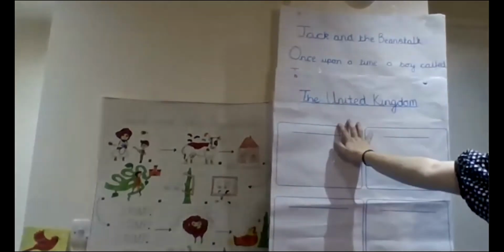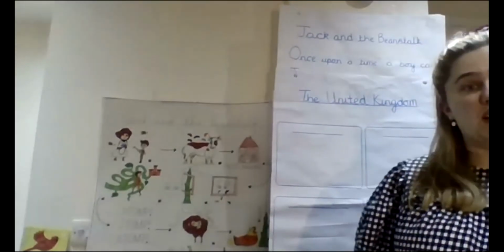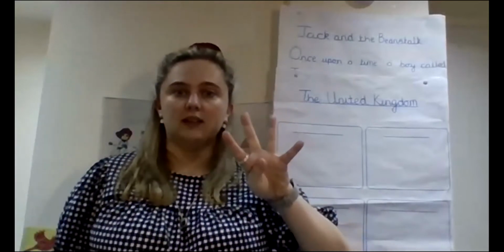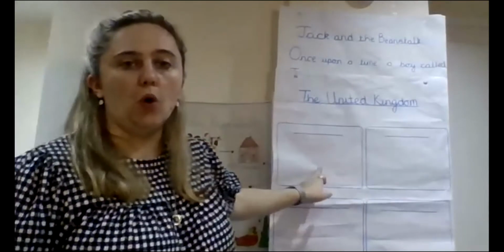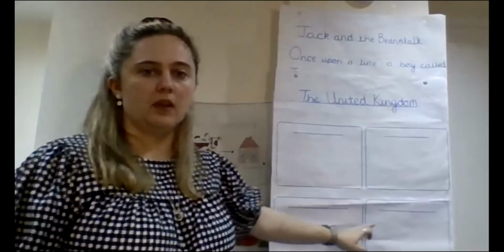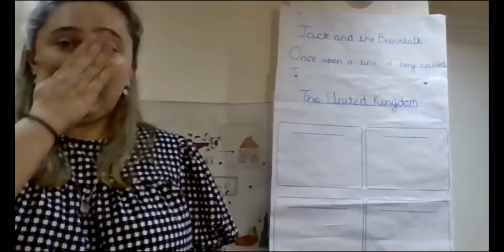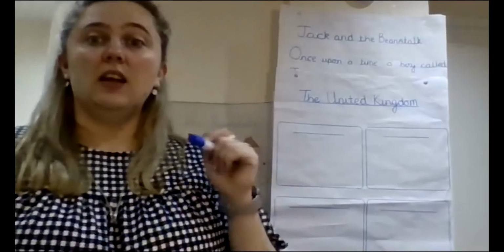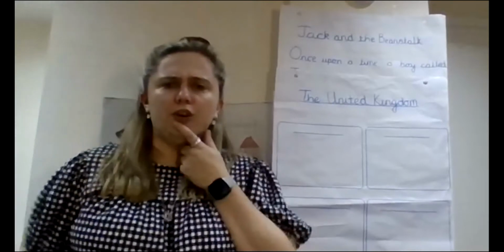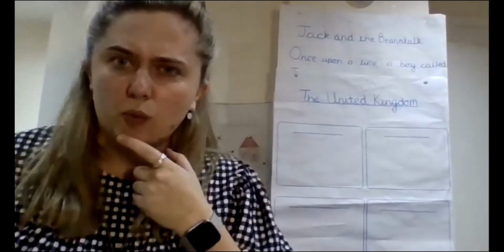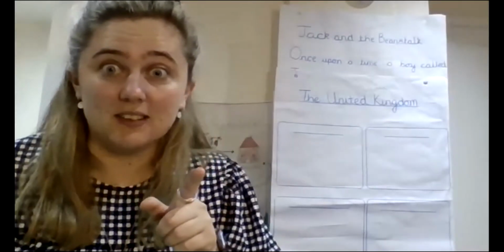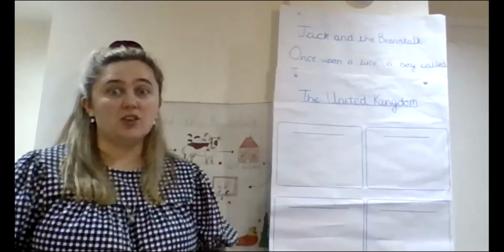Okay, can you see? Now, fact files can look all sorts of different ways, and I've decided that because there are 4 countries in the United Kingdom, I have drawn 4 boxes. Do you see? And each box is going to be where I write the information for that country. So could you remind me, what is the name of one of the countries that's in the United Kingdom? Did someone say England? Fantastic. England is going to be my first one.